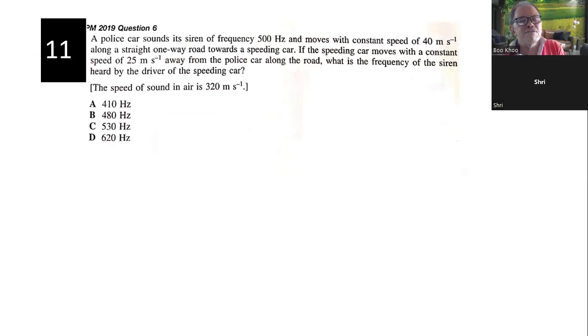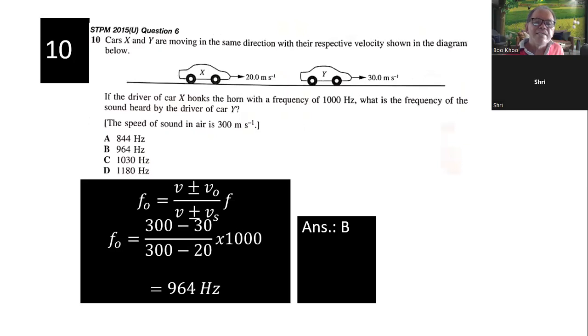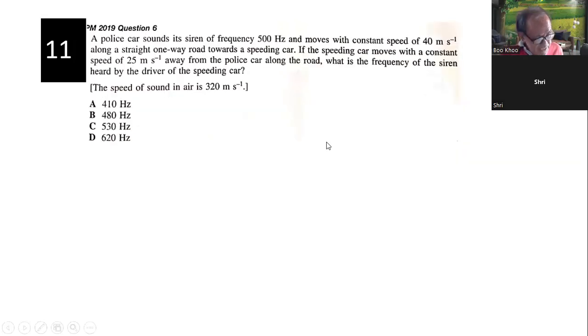A police car sounds its siren at 500 Hz and moves with constant speed 40 meters per second along a straight one-way road towards a speeding car. If the speeding car moves at constant speed of 25 meters per second away from the police car along the road, what is the frequency of the siren heard by the driver of the speeding car? Same picture as previously. You can just imagine that.